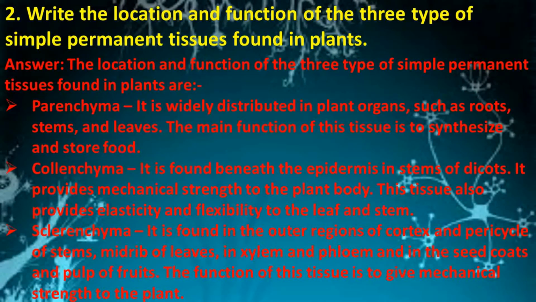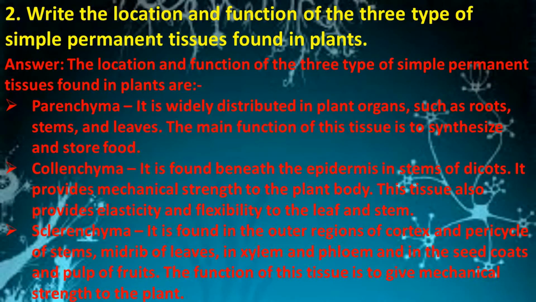Collenchyma. It is found beneath the epidermis in stems of dicots. It provides mechanical strength to the plant body. This tissue also provides elasticity and flexibility to the leaf and stem.